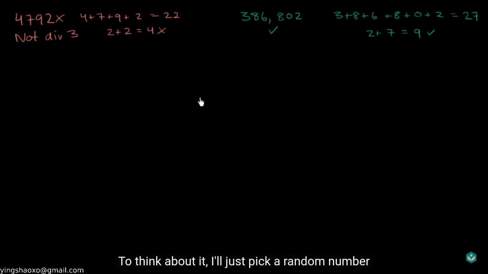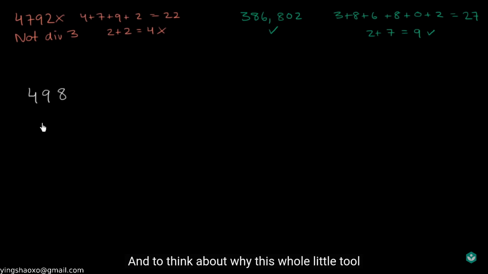And to think about it, I'll just pick a random number, but we could do this really for any number, but I won't go too proofy on it just so that you can see it's pretty common sense here. And the number we'll use is 498. I could literally use any number in this situation. And to think about why this whole little tool or this little system works, we just have to rewrite 498.